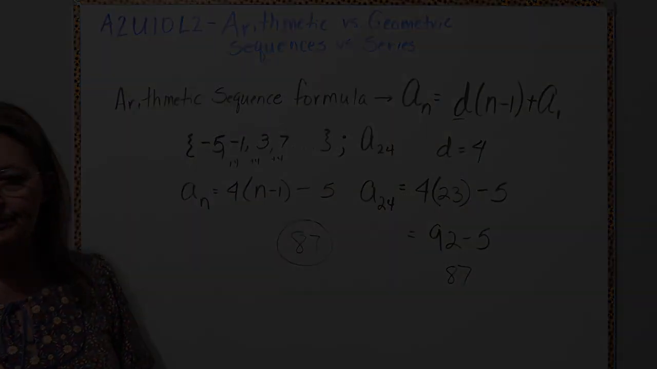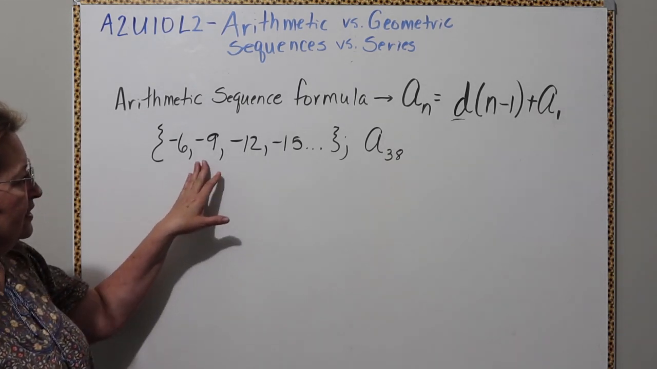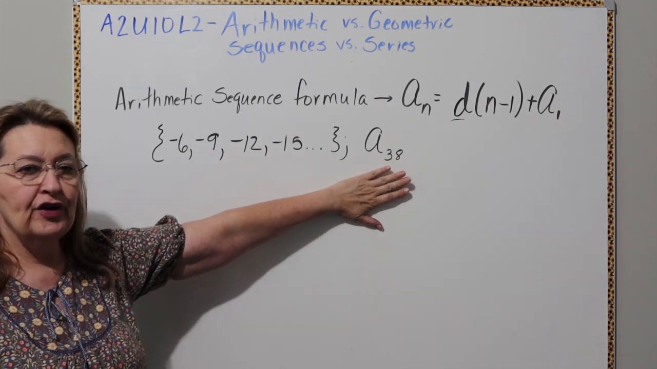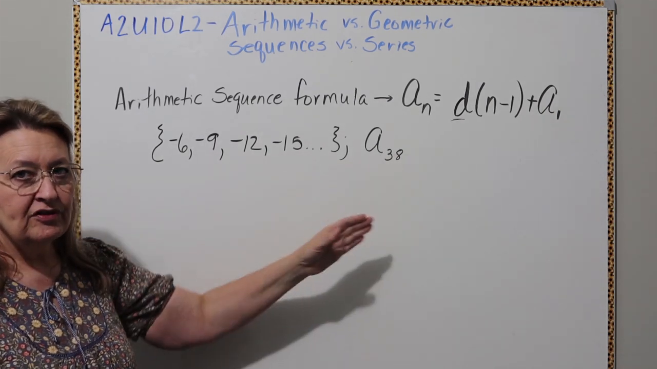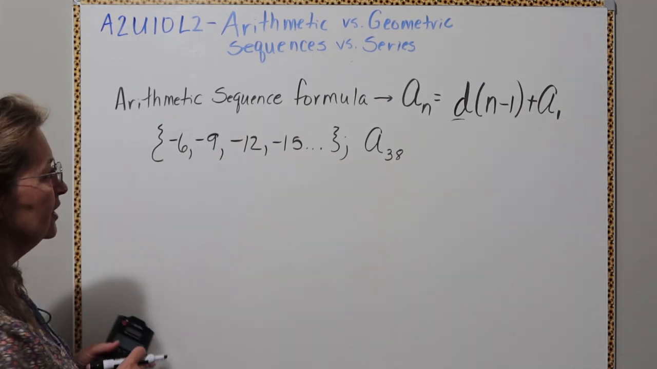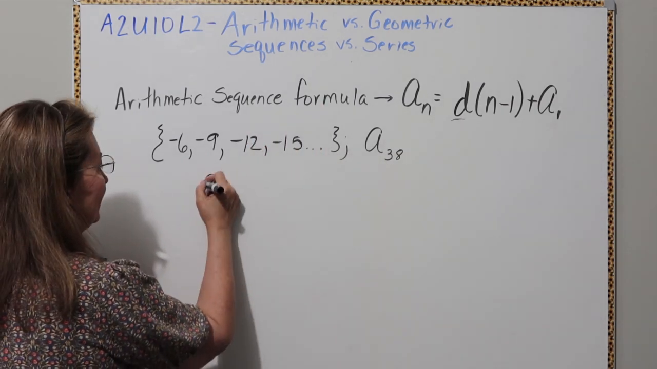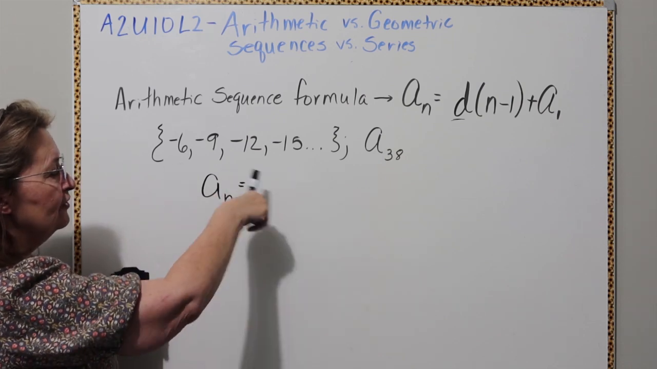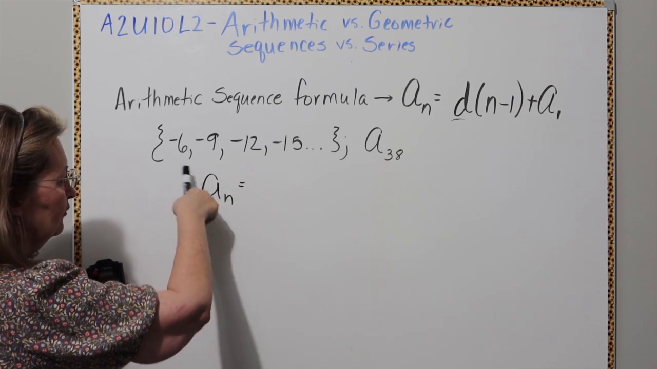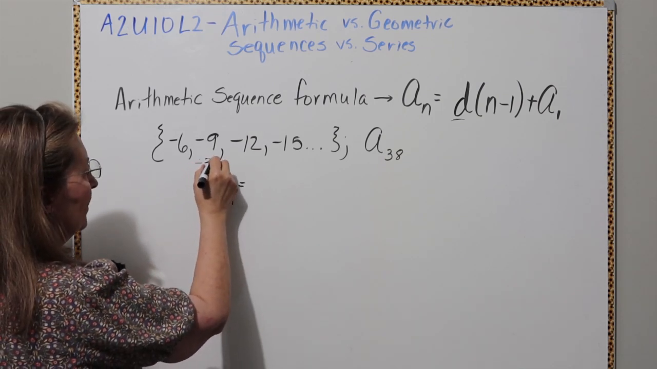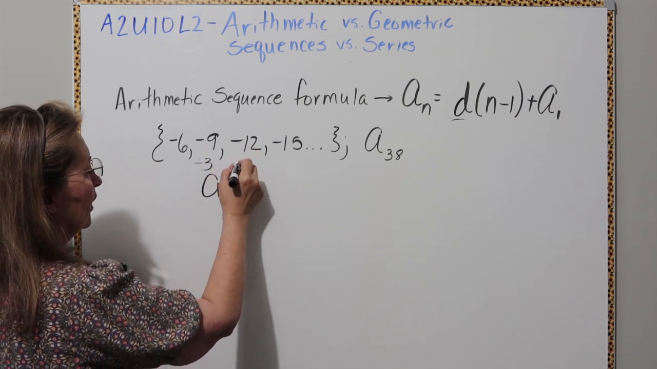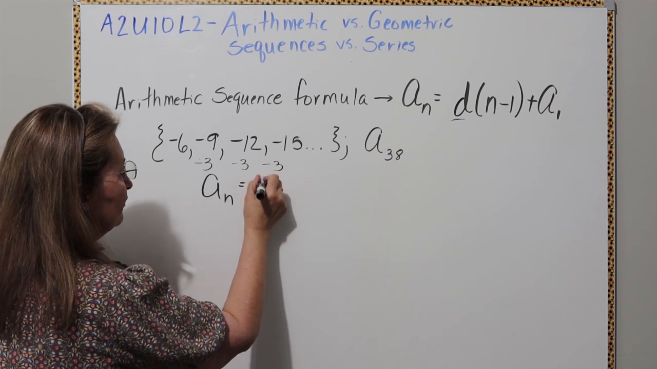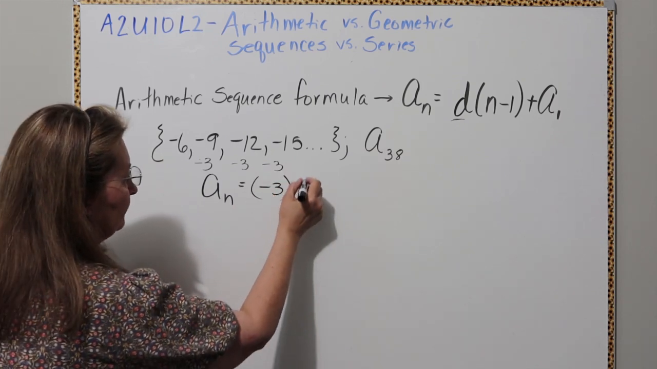Let's try another one. Here we have the sequence -6, -9, -12, -15, unknown, and we want to find the 38th term. So first let's write a rule just for this sequence, and it's going to start with a_n. Now I need d, the difference between each one of these terms. From -6 to -9 was a -3. From -9 to -12, -3. -12 to -15, -3. So my difference is -3.